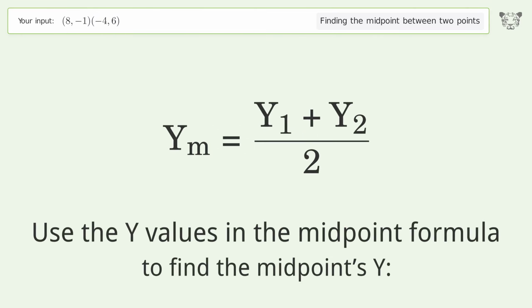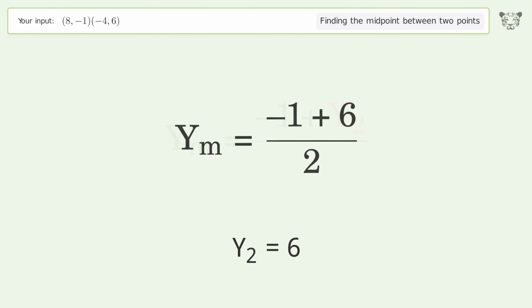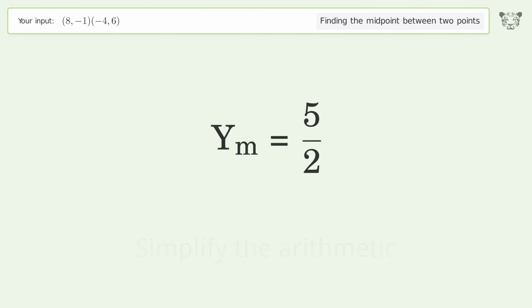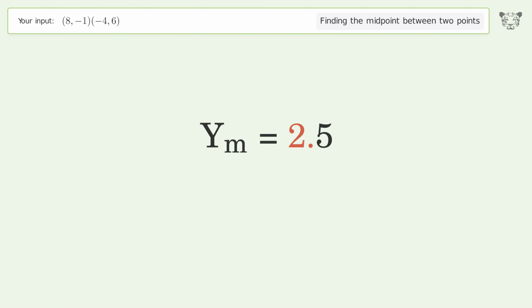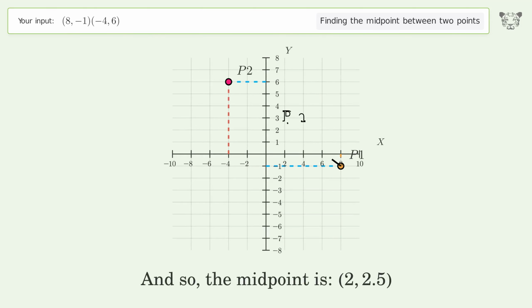Use the y values in the midpoint formula to find the midpoint's y. y1 equals -1. y2 equals 6. Simplify the arithmetic. And so, the midpoint is 2.5.